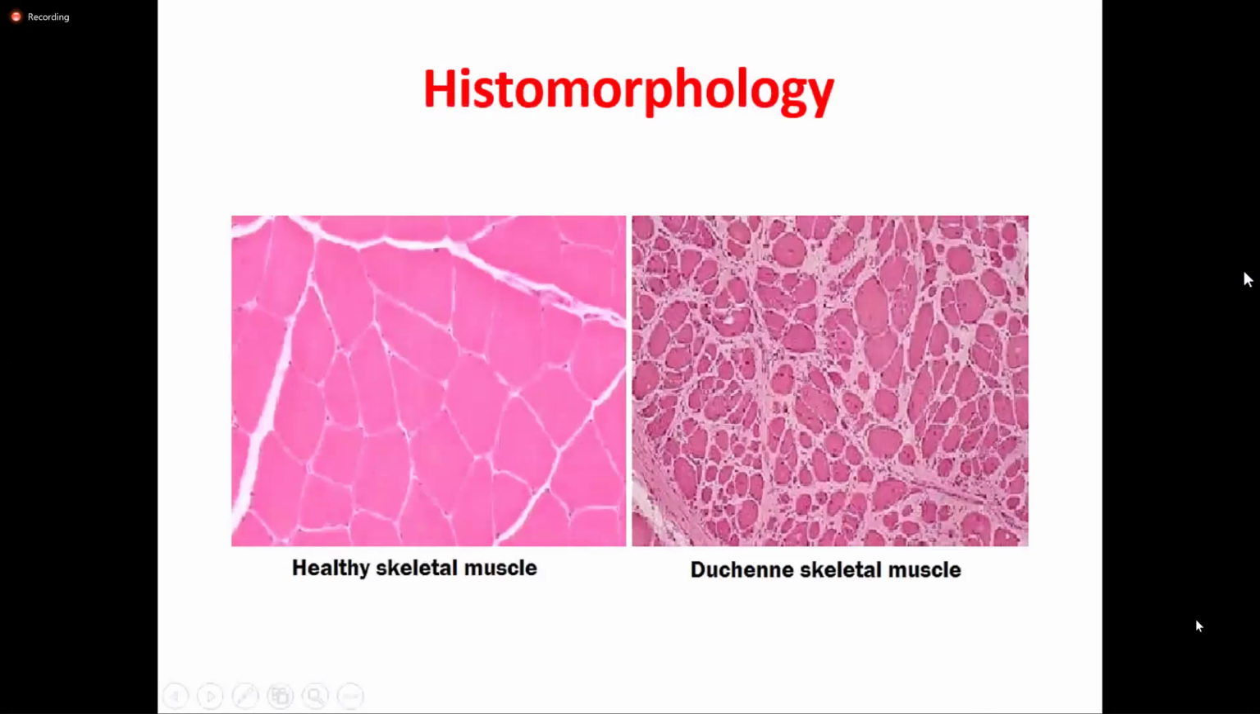Also, in the picture, these are normal healthy skeletal muscles. They are well placed, and the diameter or size of each is equal. However, in Duchenne muscular dystrophy, these are the small muscle fibers and these are the large ones, so there is variation in size. Along with this, the connective tissue seen in between the muscles is endomysial fibrosis. These are the connective tissues showing fibrosis.